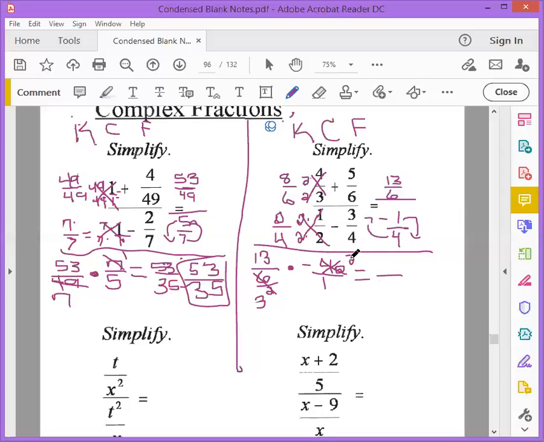13 times -2 in the numerator gives us -26. 3 times 1 in the denominator gives you 3. So our answer, -26/3.